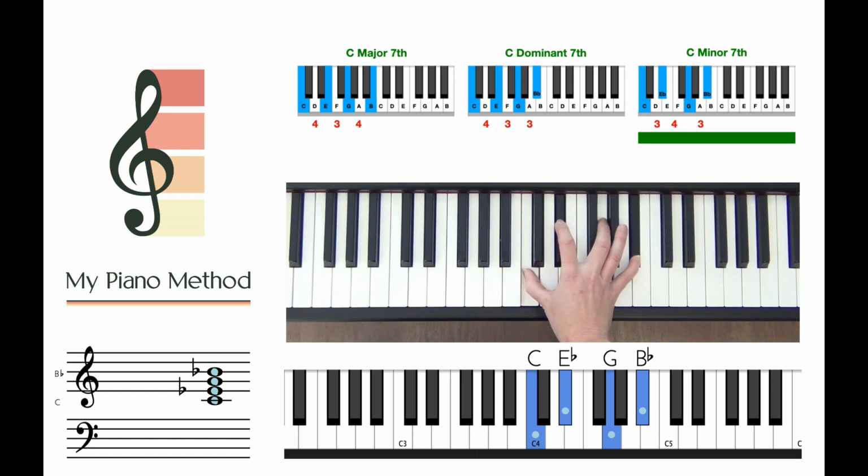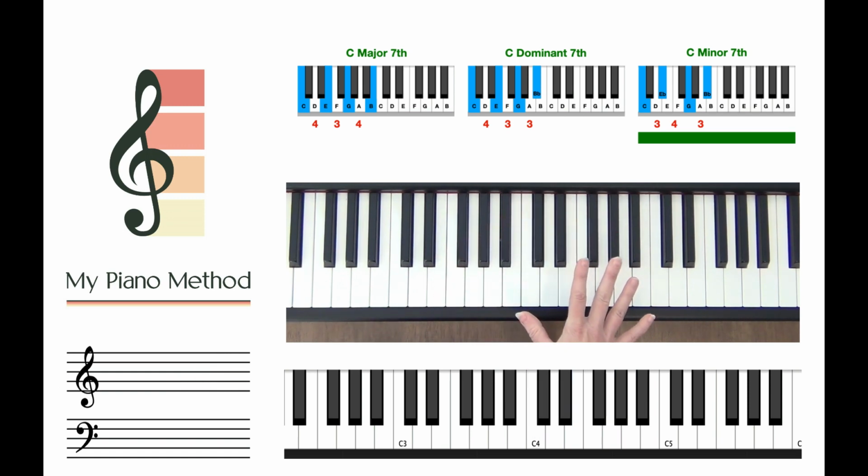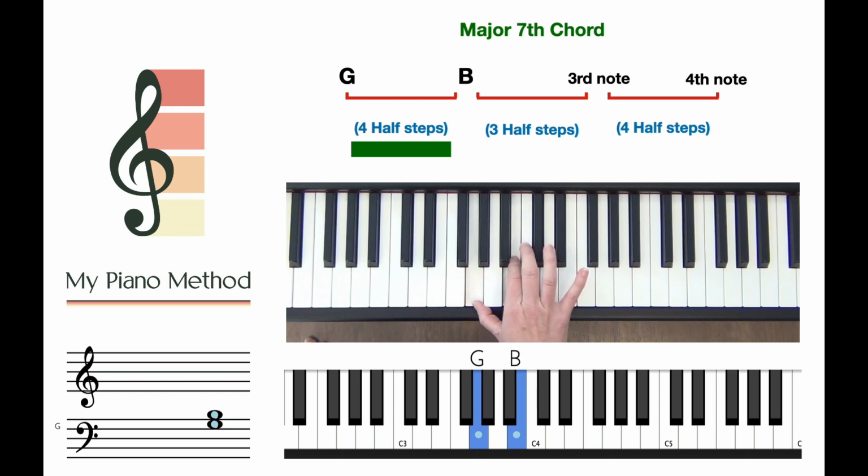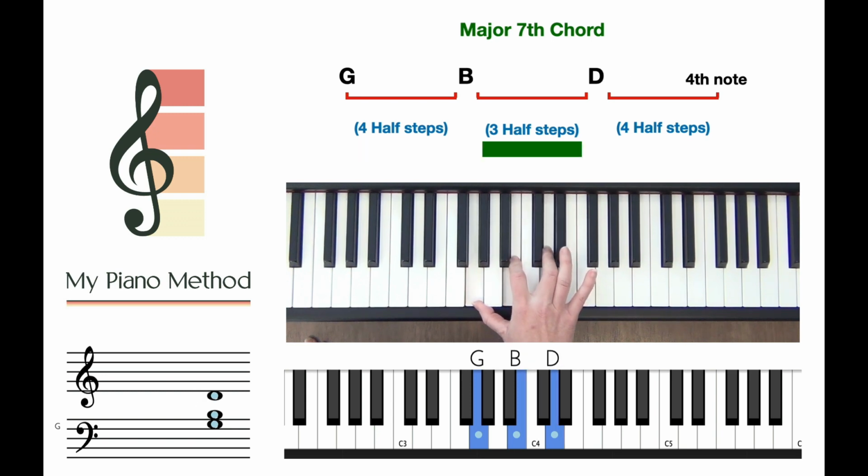So now we know these formulas, we can do this from any note on the piano. So let's try doing it from one more white note and then we'll try a black note. So let's try it from the note of G. So let's say we want to play a G major seventh. Well, let's look at our formula. 4 half steps followed by 3 followed by 4. So 1, 2, 3, 4. 1, 2, 3. 1, 2, 3, 4.